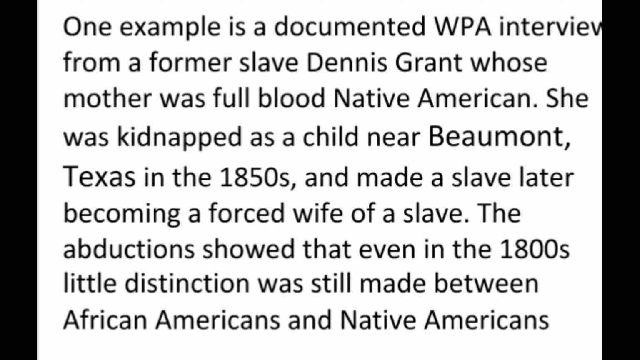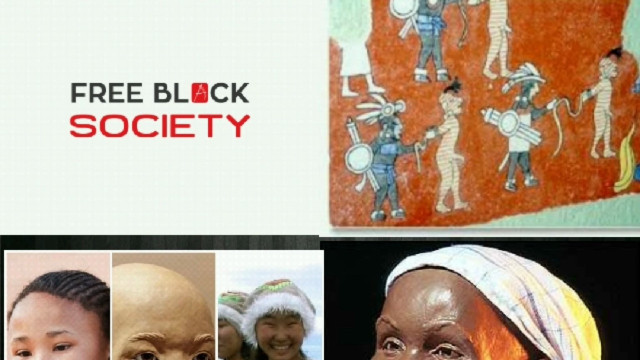One example is a documented WPA interview from a former slave, Dennis Grant, whose mother was a full-blooded Native American. She was kidnapped as a child near Beaumont, Texas in 1850 and made a slave, later becoming a forced wife of a slave. The abduction showed that even in the 1800s, little distinction was made between African Americans and Native Americans. So if little distinction can be made between these two groups, they must look the same. So what we had at this time was the Native American woman mixing with the African man.